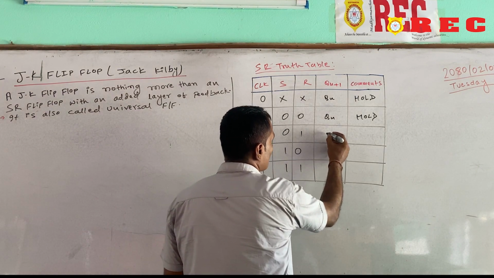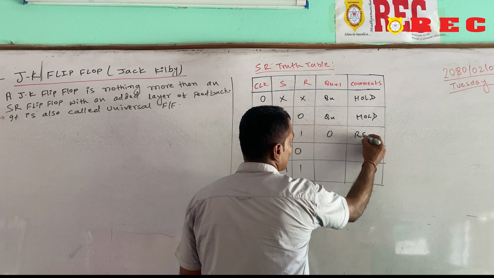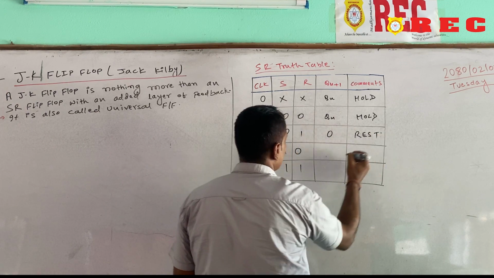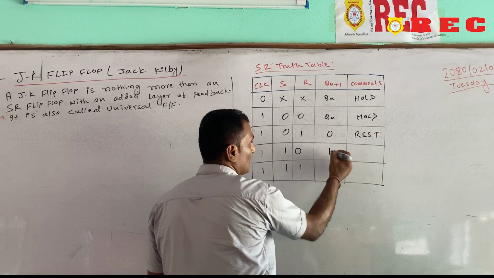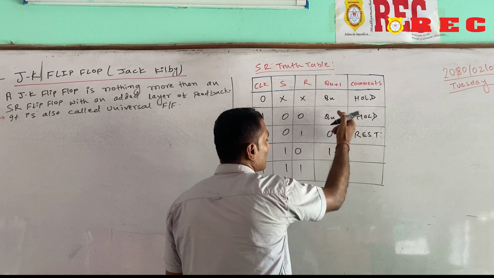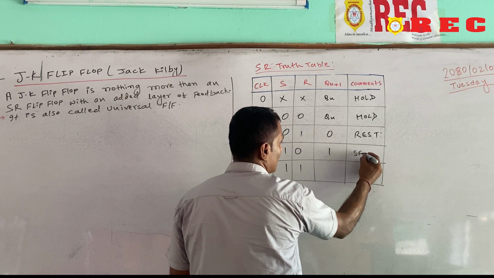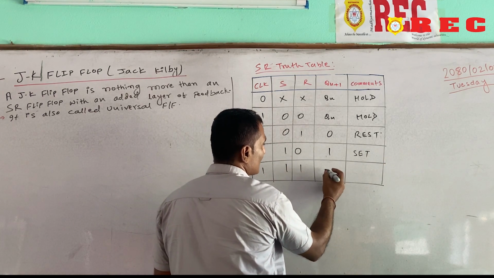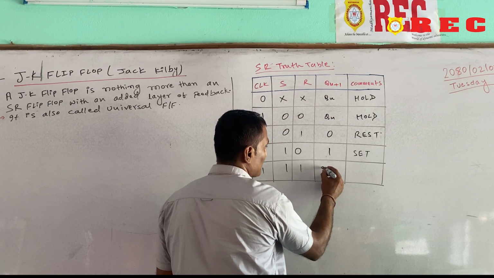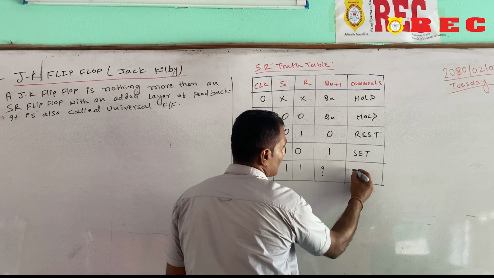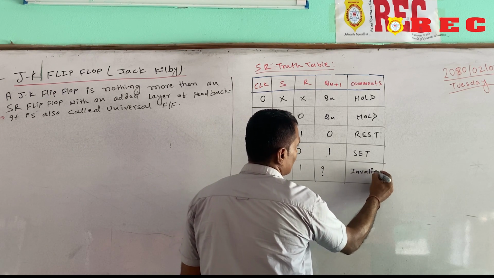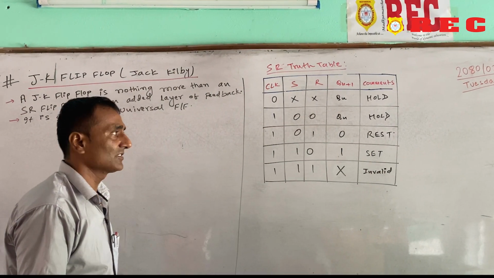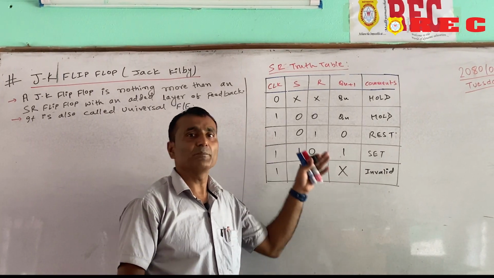If it is 01, the output will be 0, and that condition we say is the reset condition. And if S is equal to 1 and R is equal to 0, the next state Qn plus 1 is equal to 1, and that we have said is the set state. And when S is equal to 1 and R is equal to 1, this is invalid. We can say there is a question mark, or we can say this is invalid, or a cross. We don't know what is there, because Q is 1 and Q complement is also going to be 1.